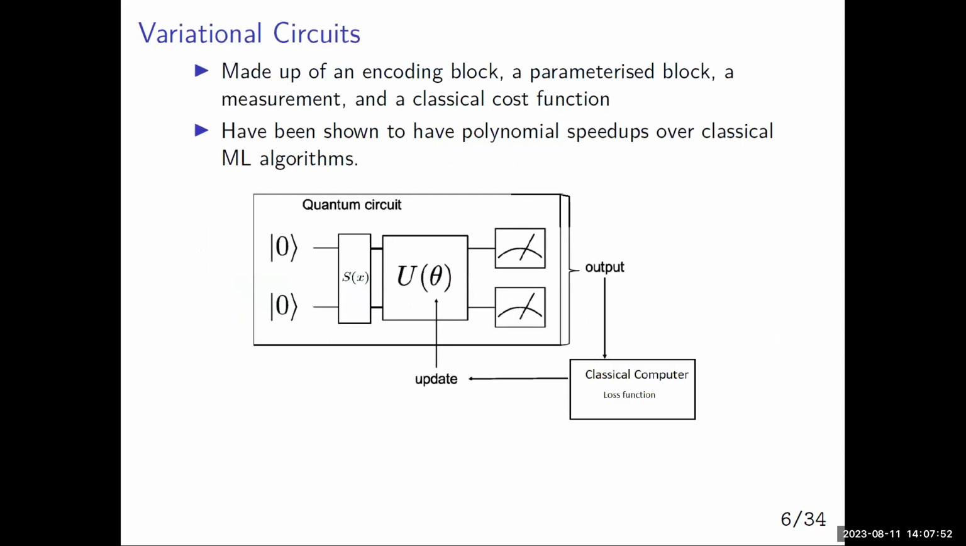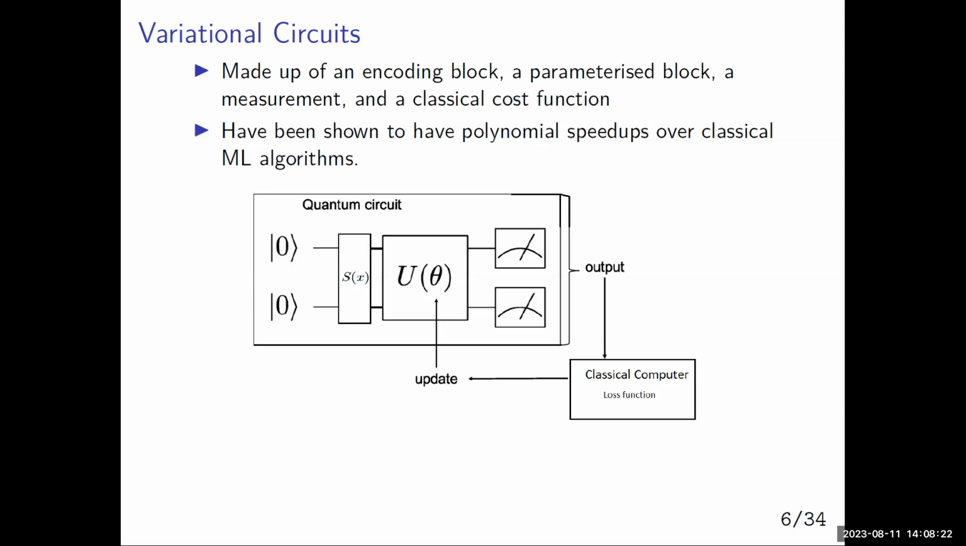So now we're just going to jump to a variational circuit. So these are hybrid quantum classical computers. So what we have is a quantum circuit, which has a parameterized circuit block, which you can see has the U of theta over there. And then it has an encoding block, which is S of x. It has a measurement, which happens over there. And then we have a classical optimization function.